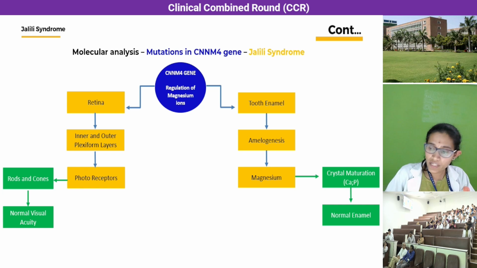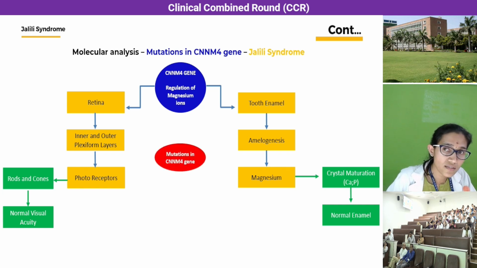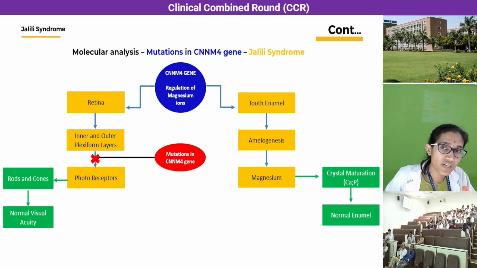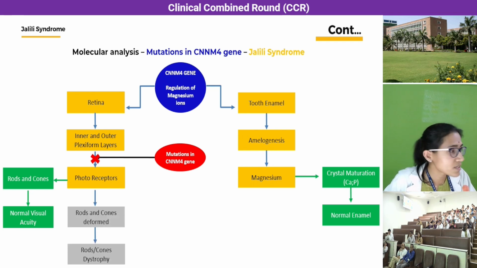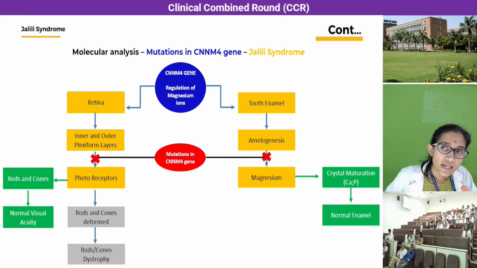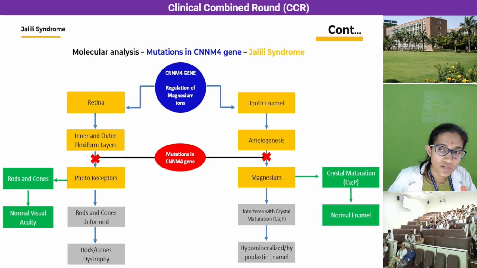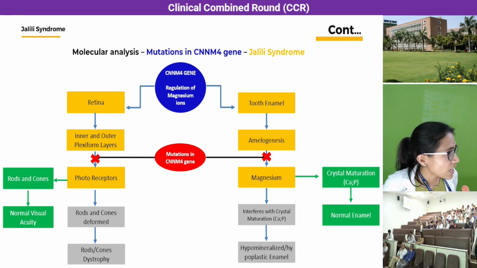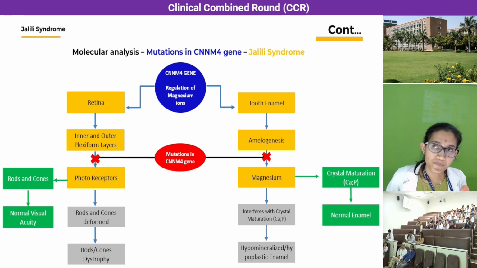So let's assume there is a defect, a mutation, in this CNNM4 gene. It is going to affect both aspects. In case of retina, there will be a problem with the development of photoreceptors. So the rods and cones are deformed, resulting in rod or cone dystrophy. And in case of teeth, it is going to affect the magnesium regulation, thereby affecting crystal maturation, causing hypomineralized or hypoplastic amelogenesis imperfecta.